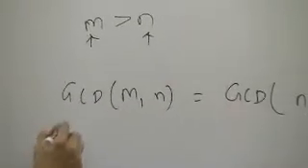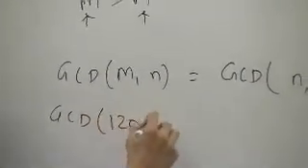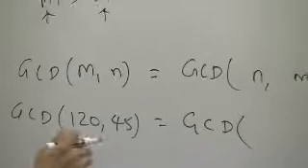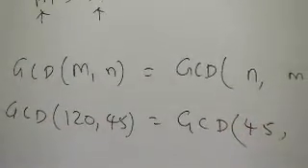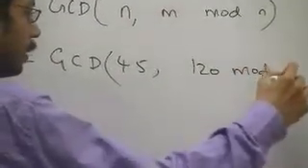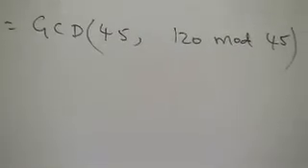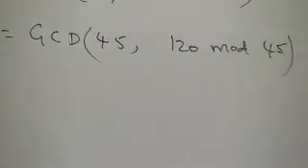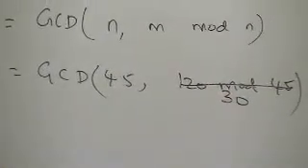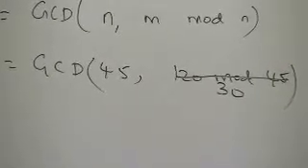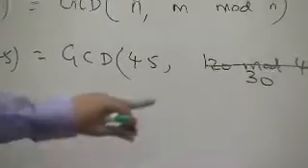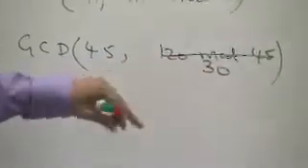Now this helps basically to reduce the magnitude. Why? If you apply, for example, GCD of 120 and 45 according to this formula, m and n take up the place of 45 and 120 mod 45, which is 30. So you see there's a reduction in the magnitude. Instead of working with 120 and 45, we are working with 45 and 30, and repeatedly applying this. So far how many divisions did you do? Just one division to compute this remainder. We didn't do any other division.